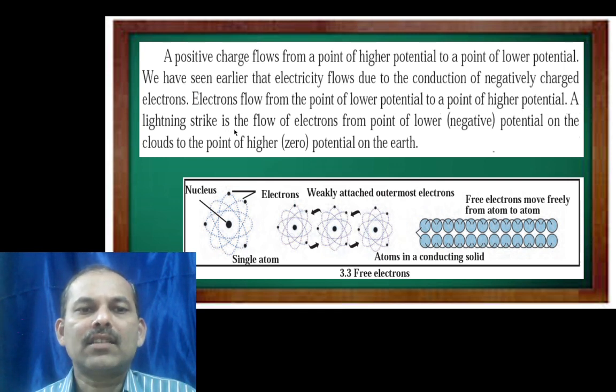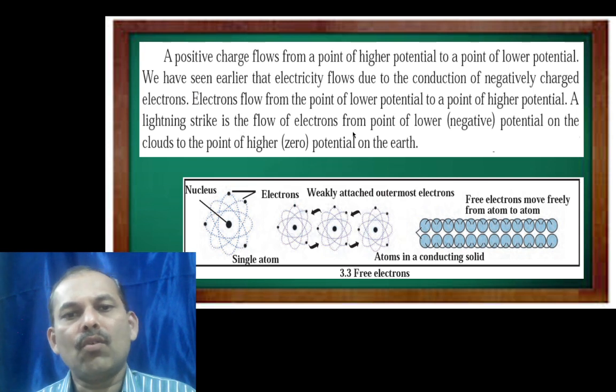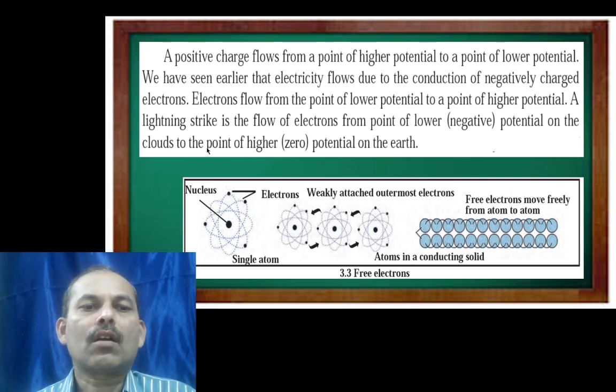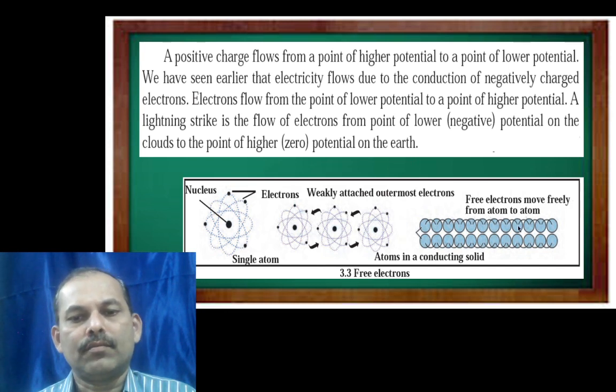A lightning strike is the flow of electrons from a point of lower, that is negative, potential on the clouds to the point of higher, that is zero, potential on the earth. So, in this picture you will see the free electrons. The free electrons move freely from atom to atom.